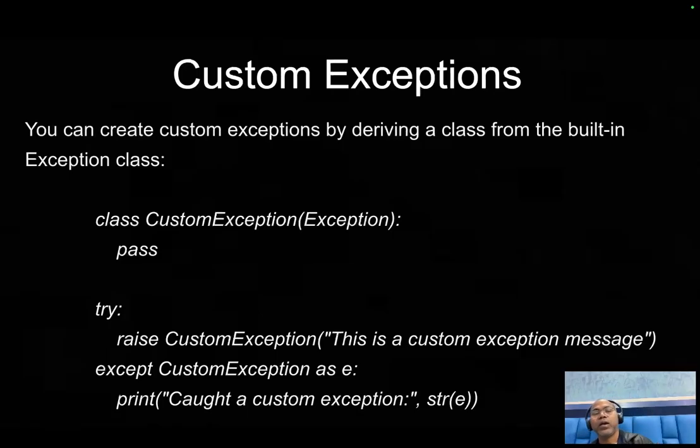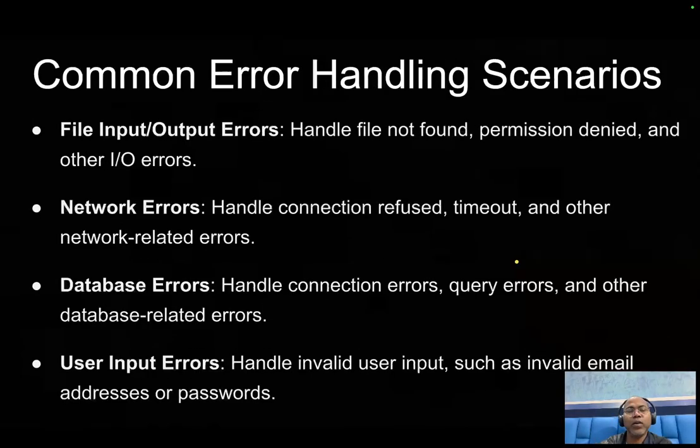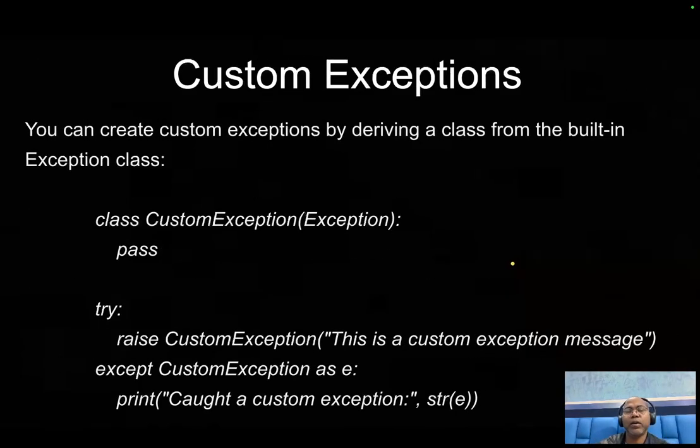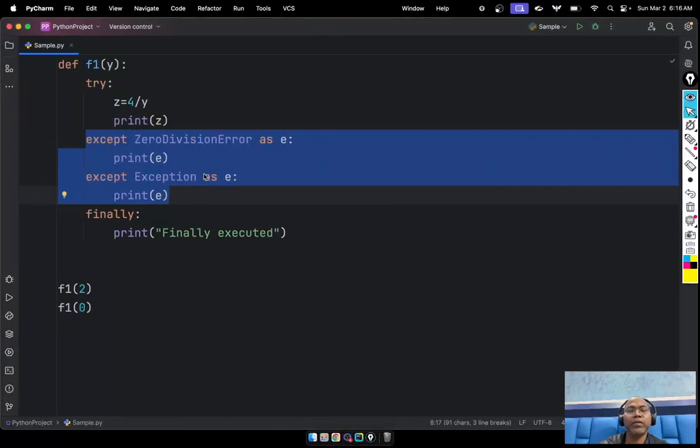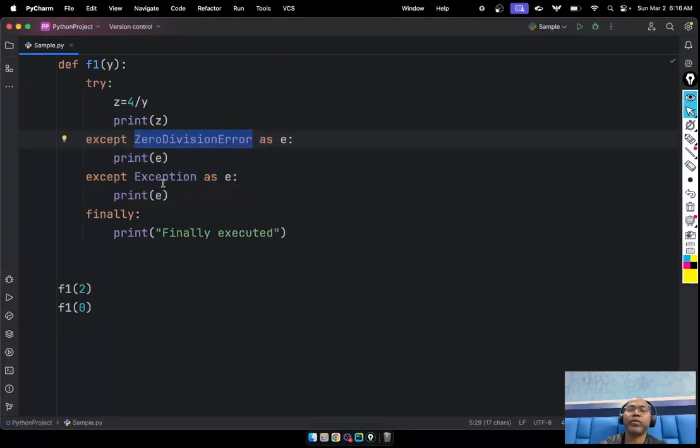And sometimes, notice here we are writing the zero division exception type. This is known as a built-in class provided by Python.